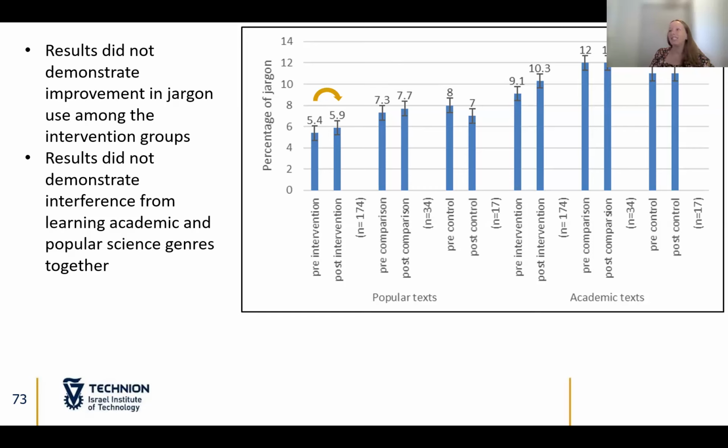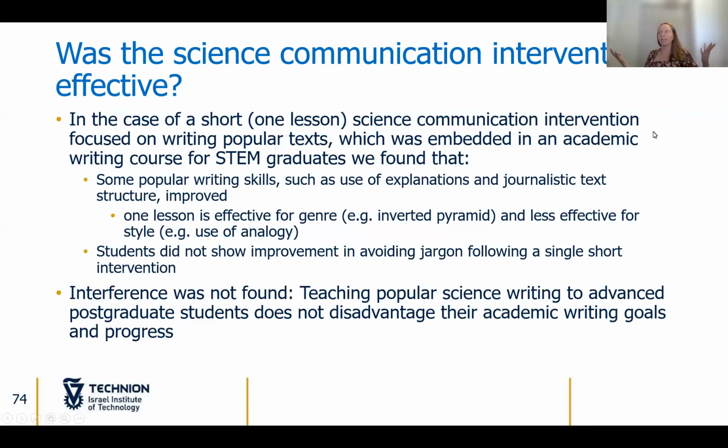But the results did not demonstrate interference for learning academic and popular science genres together either. So this is the intervention group, and you can see that nothing bad happened to the academic writing with regard to jargon. So was the science communication intervention effective? In the case of a short one-lesson science communication intervention focused on writing popular text, we see that some popular writing skills, like using explanations and journalistic text, actually improved, but students did not show any improvement in avoiding jargon. But we also didn't find any interference. So teaching popular science writing to advanced postgraduate students does not disadvantage their academic writing.